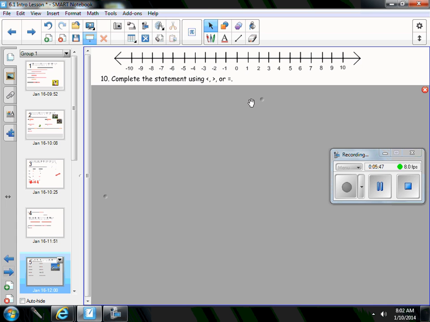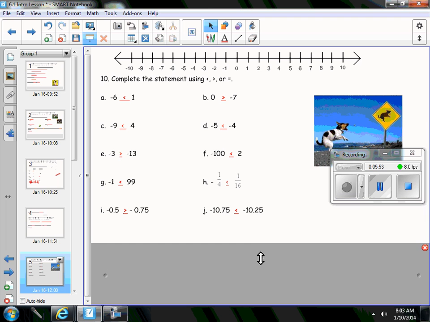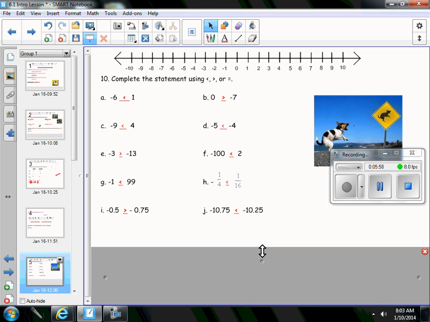Now we're going to complete some statements using the less than, greater than, or equal to. In these examples here, we have determined by looking at the number line which one is less than and which one is greater than. So if you have difficulty understanding which one it should be, use a number line.